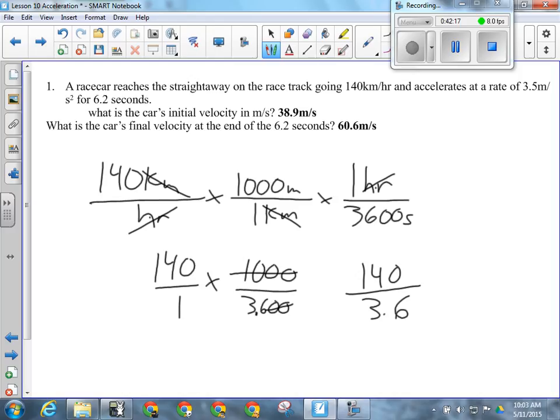You might want to write that on your formula sheet. That might be something useful. I'm not going to make you do that on a test, but just so you remember, because it does come up occasionally where you have to convert kilometers per hour to meters per second. That's how you do it. So that's the answer to part A. That will get you your 38.9 meters per second.